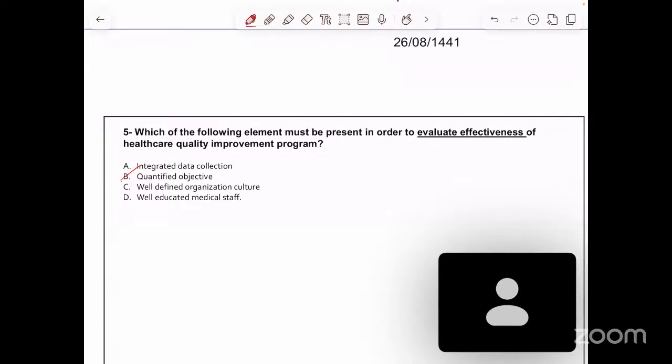Why not letter C? This one does not directly determine the evaluation of the program effectiveness. Well, also letter D, this is skilled staff are important for program implementation, but their presence does not guarantee a method for evaluating the effectiveness.